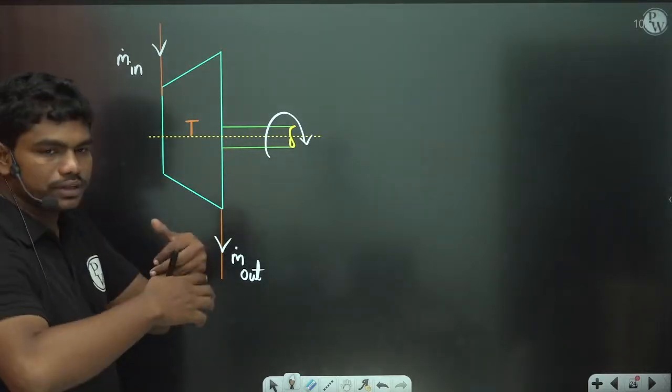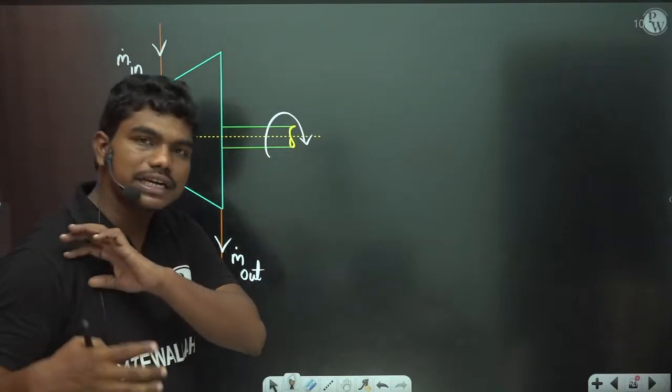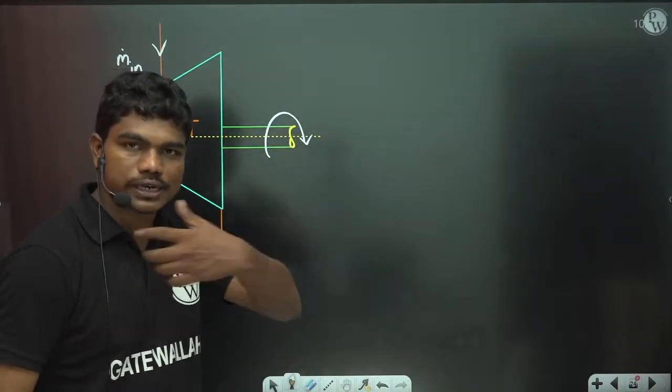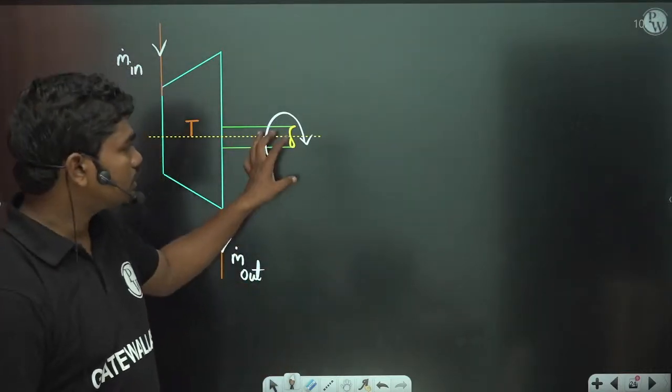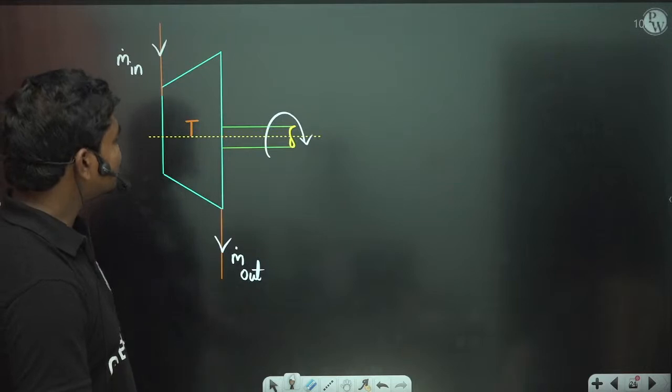Due to this mass flow inside, due to the blade structure and all, the kinetic energy of the fluid goes and hits the blades. As a result, the blade will rotate the impeller, and the impeller rotates, and obviously the shaft which is coupled to the impeller will also rotate. Now try to understand one thing.